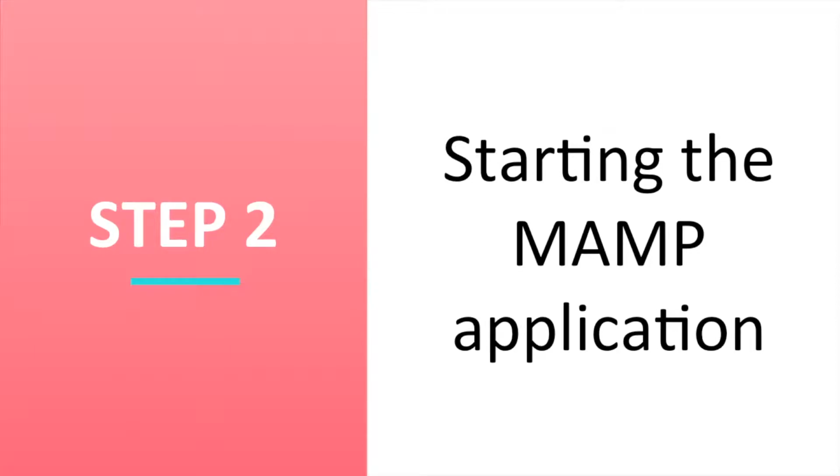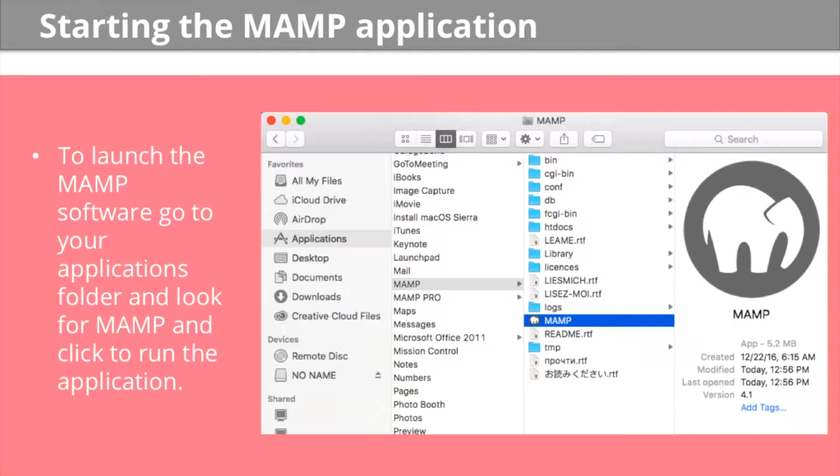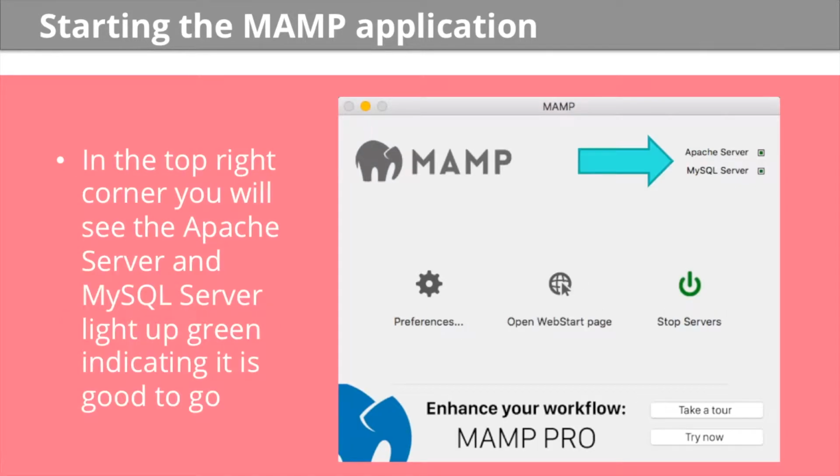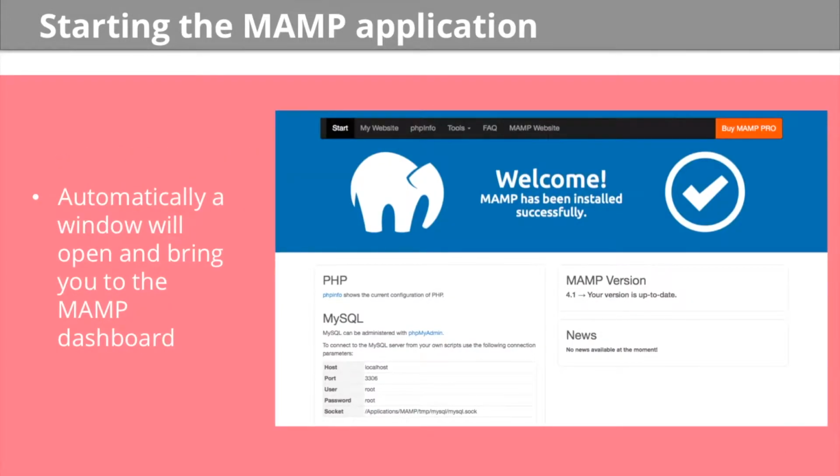So the next step will be starting the MAMP application. For this tutorial, I have a Mac, so it's going to show screenshots from a Mac perspective. So go to Applications, and you're going to launch the MAMP software. And then when MAMP opens, a dialog box appears. You're going to go ahead and click on Start Servers. In the right corner, you will see the Apache server and MySQL server light up green, indicating that they're both good to go. Automatically, a window will open up and bring you to the MAMP dashboard.